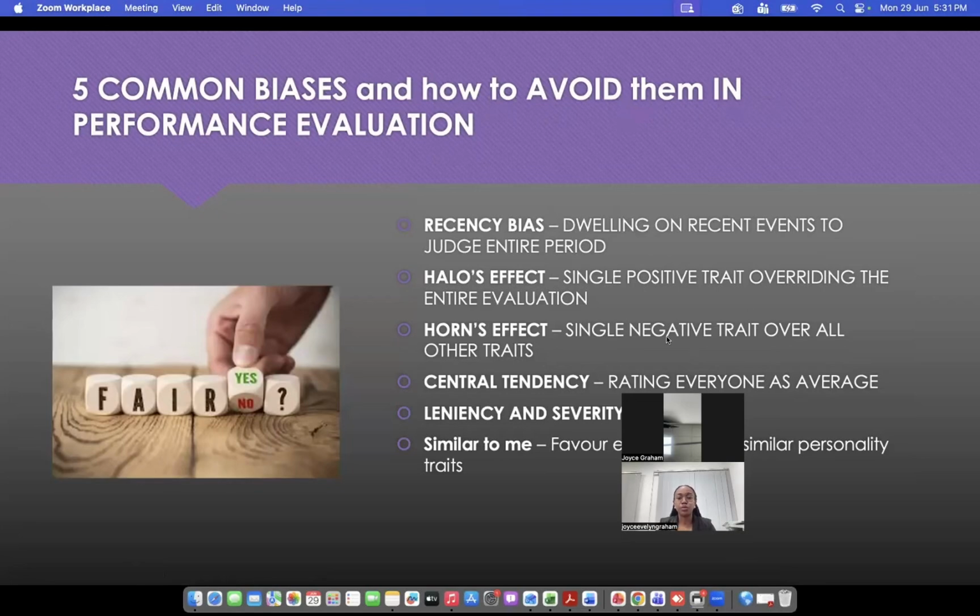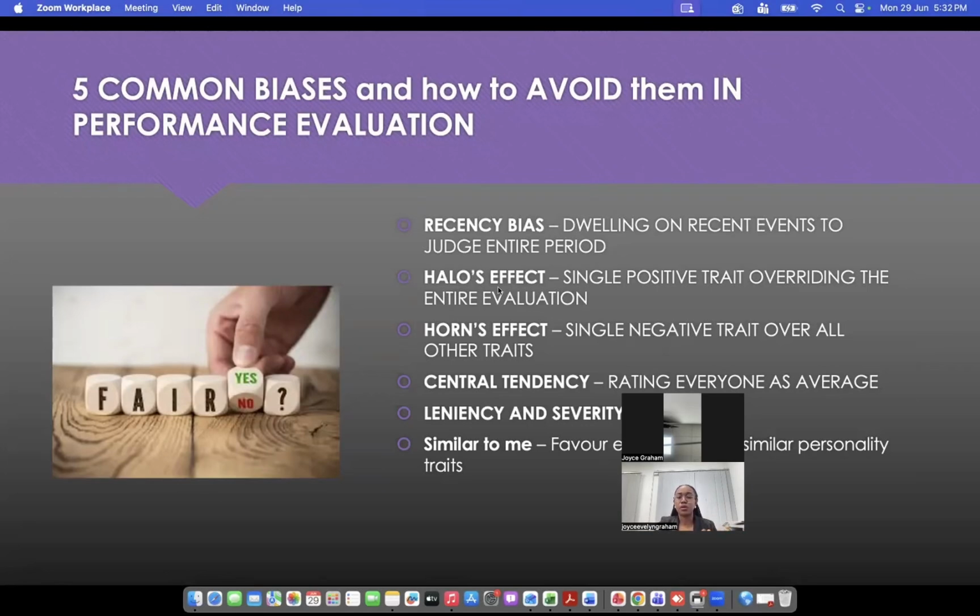All right, so we're moving on to the 5 common biases and how to avoid them in performance evaluation. So it's important for us to know that sometimes, because we are human beings, of course, we tend to be subjective. We tend to have some biases, and this can affect how we rate our employees. So we just want to draw our attention to it to say, look, beware of this, so that during your appraisal, you do not make some of these errors and rather have a more objective appraisal session.